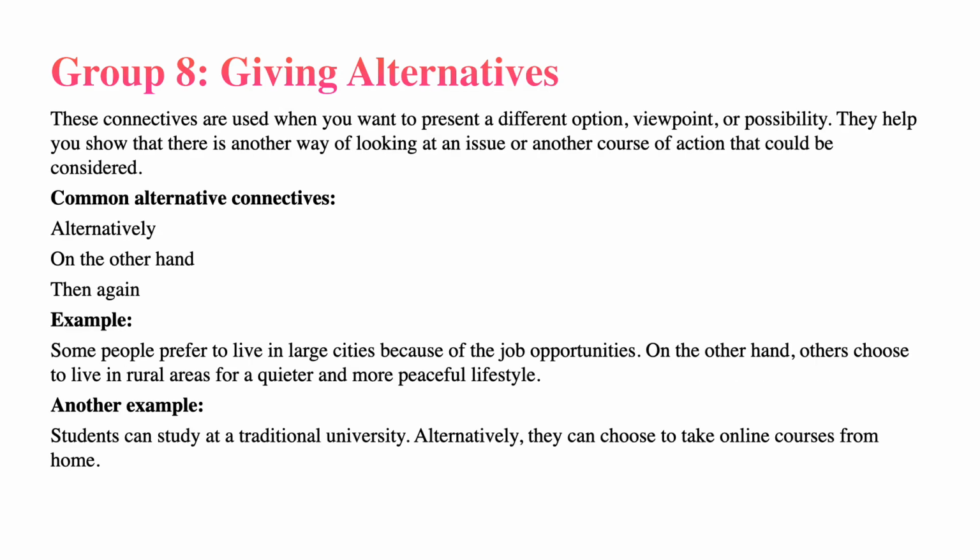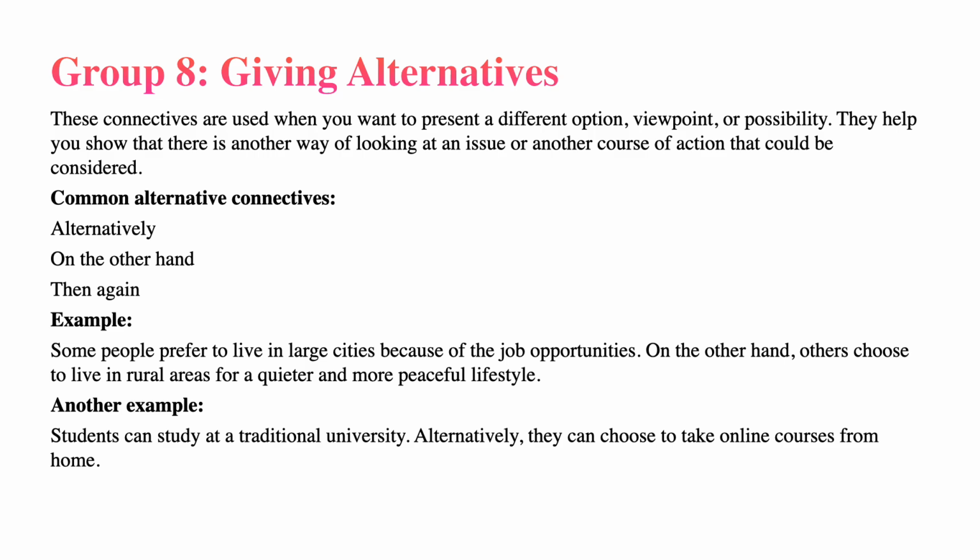Next is giving alternative connectives. These connectives are used when you want to present a different option, viewpoint, or possibilities. They help you show that there is more than one way to think about an issue or more than one choice that can be made. These connectives are particularly useful when discussing different opinions, advantages and disadvantages, or possible solutions to a problem. Some common alternative connectives are alternatively, on the other hand, then again.